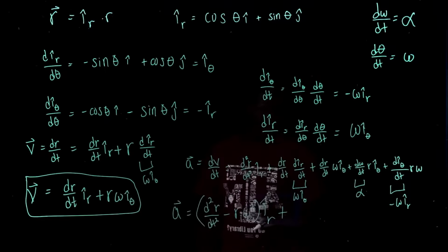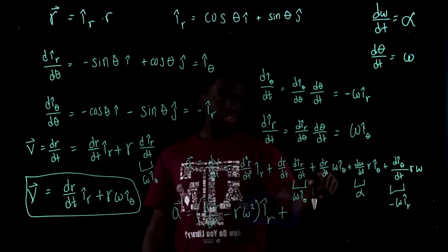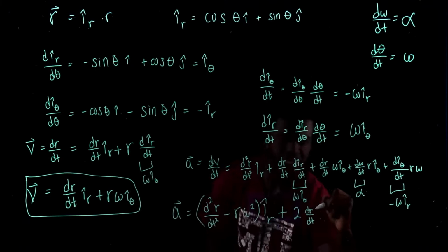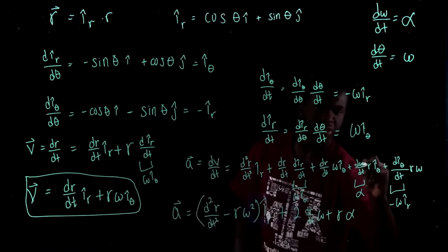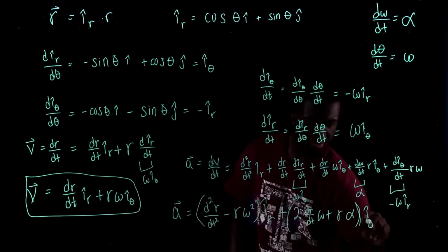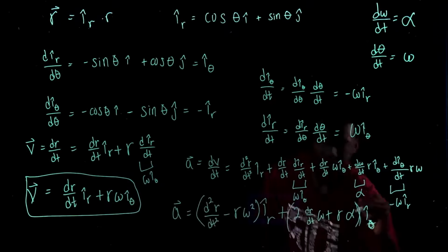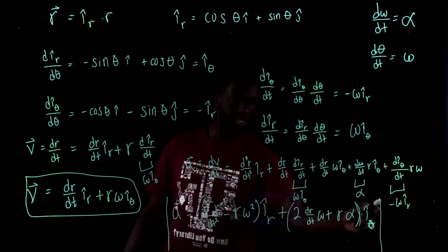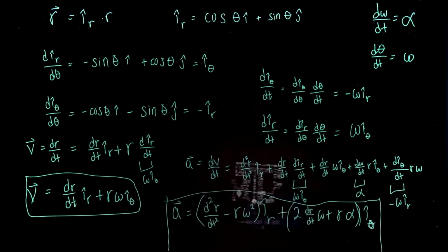Next, we're going to do 2 dr dt omega, because that's dr dt omega. So there's two of them, 2 dr dt omega, and then you have r alpha, because you substituted that in, and you put parentheses around that and put I θ. That should be the final answer for acceleration for number 1. Yeah, that is the final answer right there. And if you write all this down on your test, you should get all 25 points for that question.